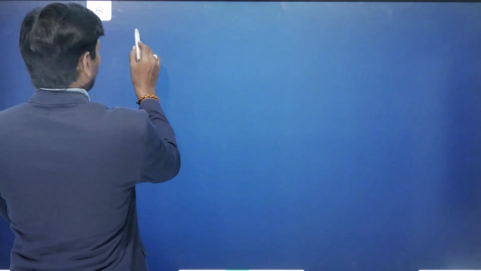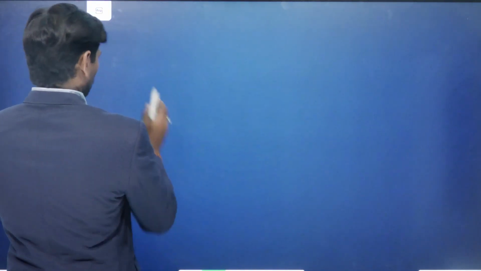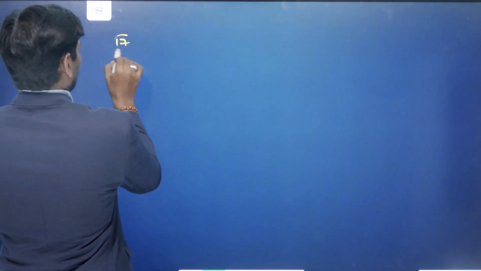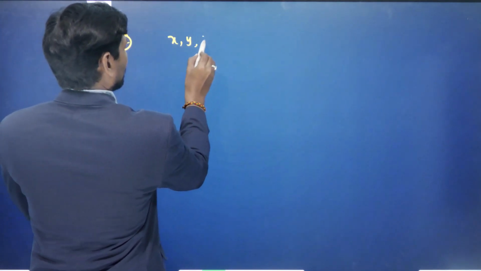Let us go to the next problem, that is the 17th one. x is greater than 1, y is greater than 1, z is also greater than 1. All are greater than 1 only, and x, y, z are in geometric progression.